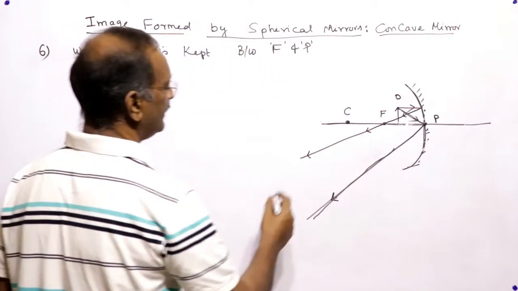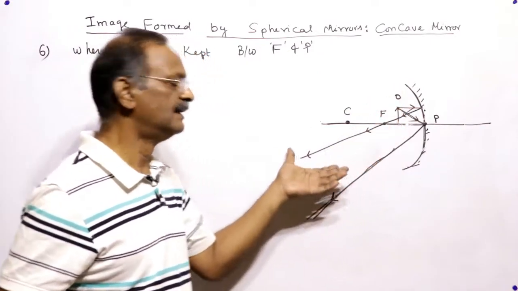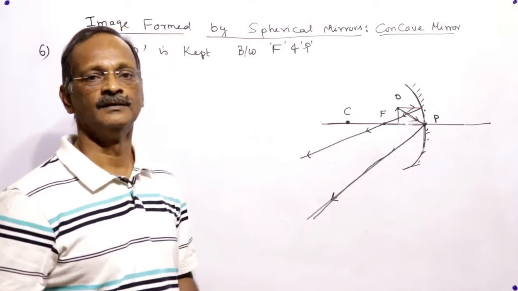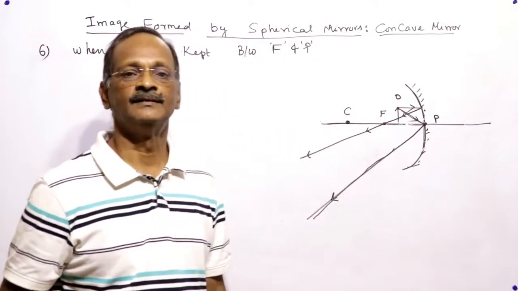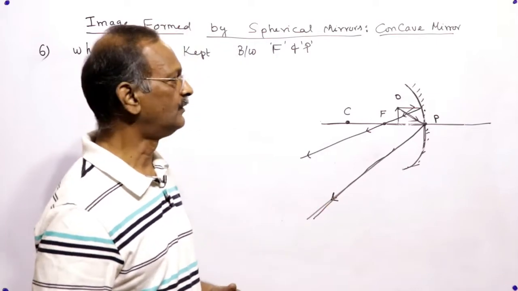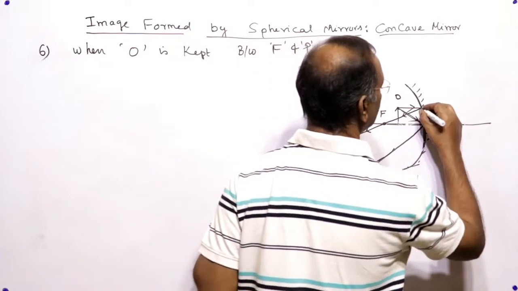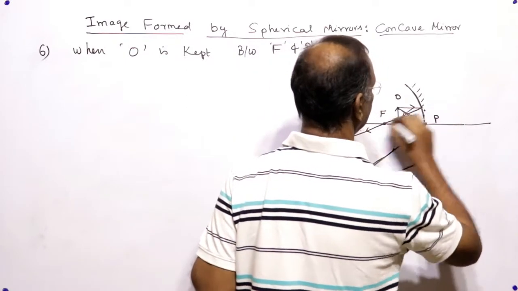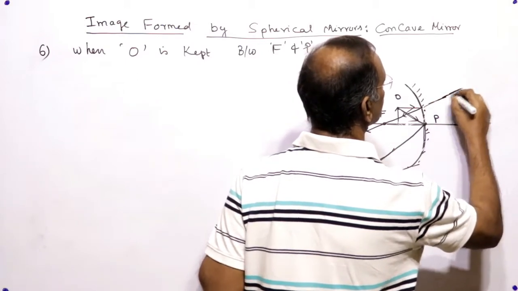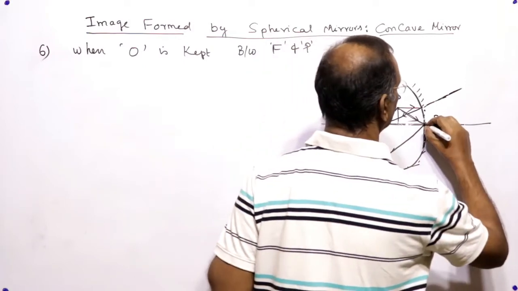In fact, there is no possibility of these two rays, after reflection from the object, intersecting in front of the mirror. So in this case, a real image, where the two rays are supposed to intersect at a point, is not possible. So where is the image formed? We produce the reflected rays backward.